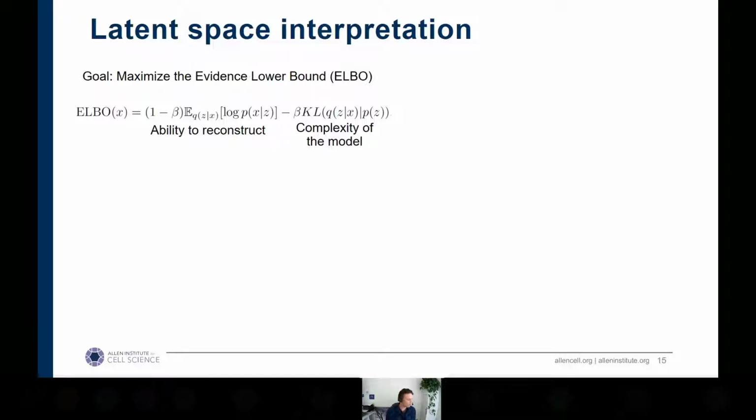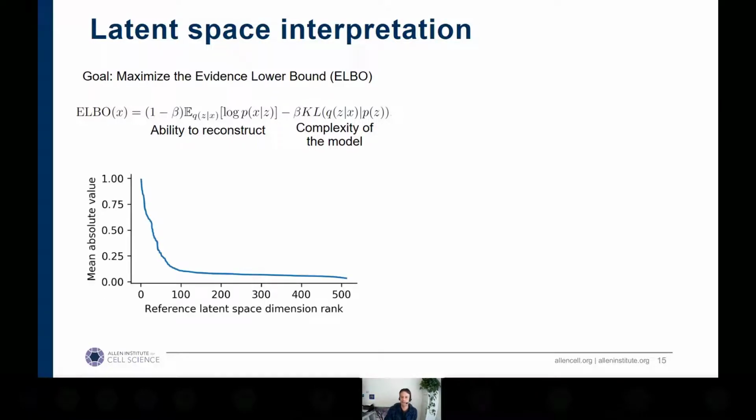Mathematically, the goal of the beta variational autoencoder is to optimize the evidence lower bound, which consists of two parts. One is the ability to reconstruct, and the other is the complexity of the model. You tune this by tuning the beta parameter. We see that only about 50 dimensions out of the 512 actually contain information about the cell pictures, and it is due to this model complexity term that the other dimensions are closer to the uninformative normal distribution.